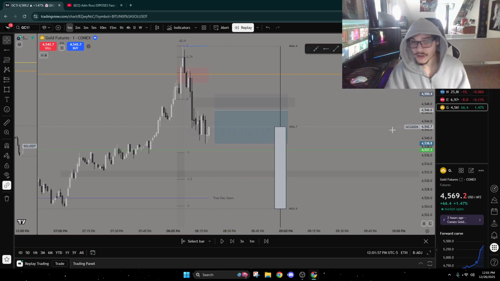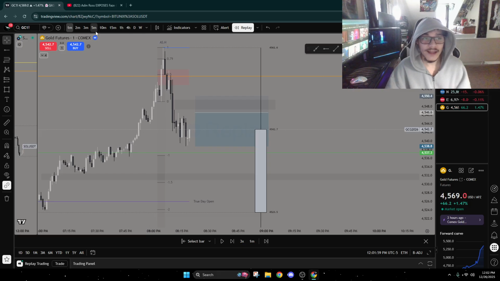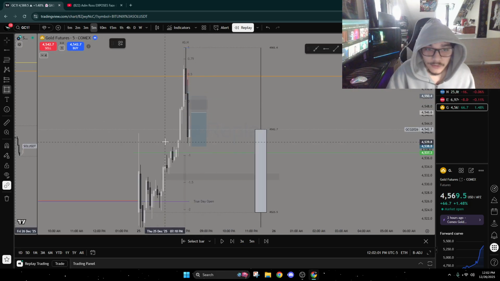So once I see us put in this fair value gap, hold that 5-minute gap. I'll mark out that 5-minute gap so it doesn't get confusing.